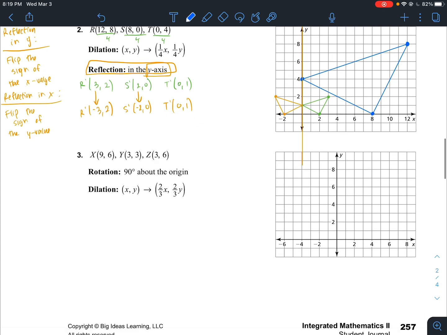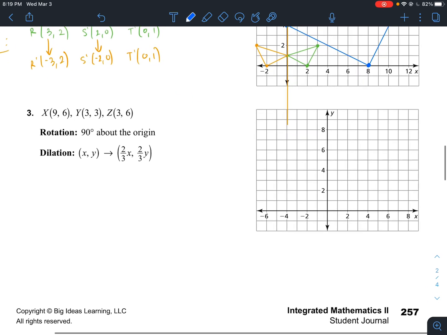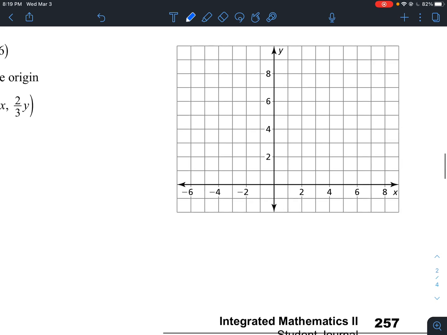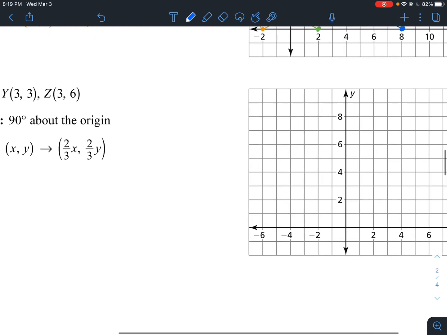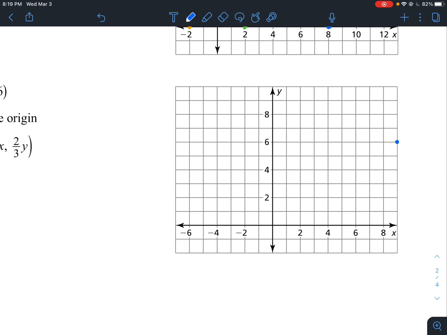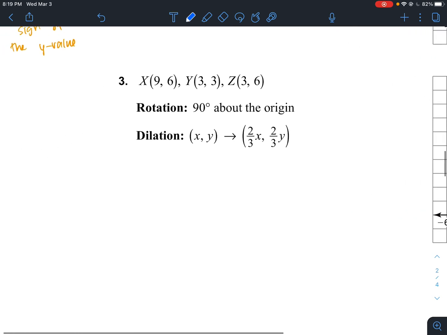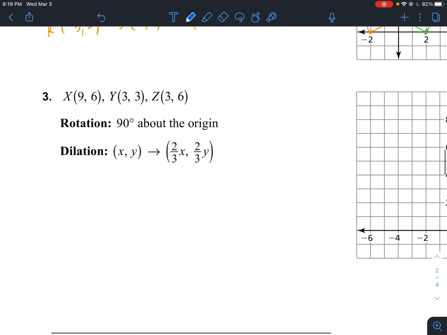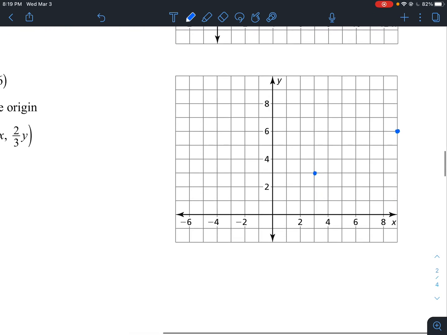Now here we're going to talk about rotations. Let's first graph our X, Y, and Z. X is at 9, 6, so the point right here. Y is at 3, 3, and Z is at 3, 6, right there.